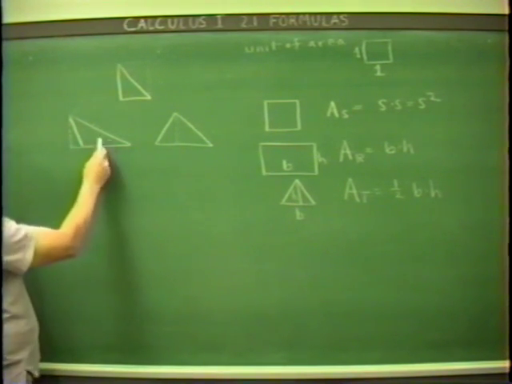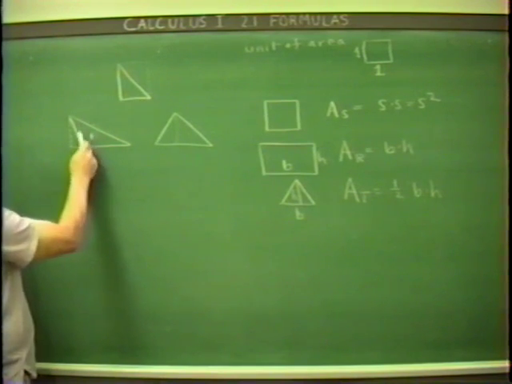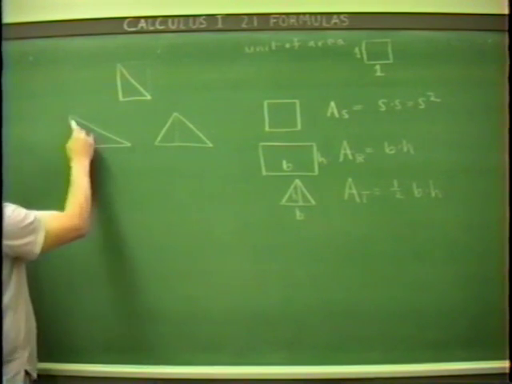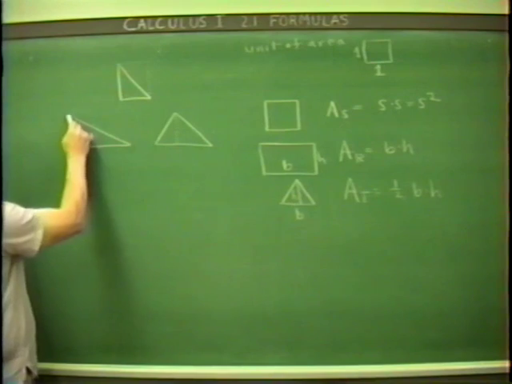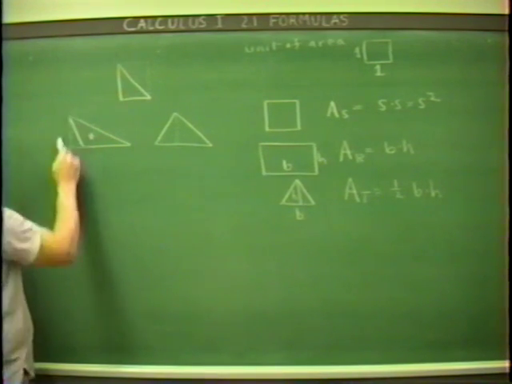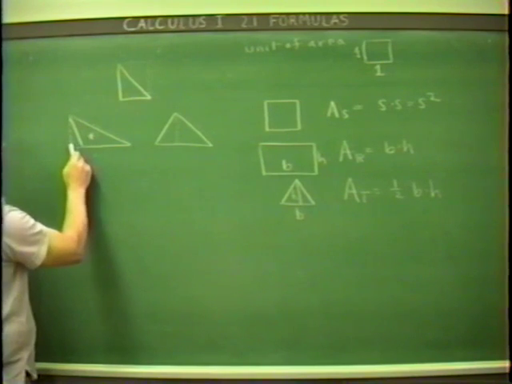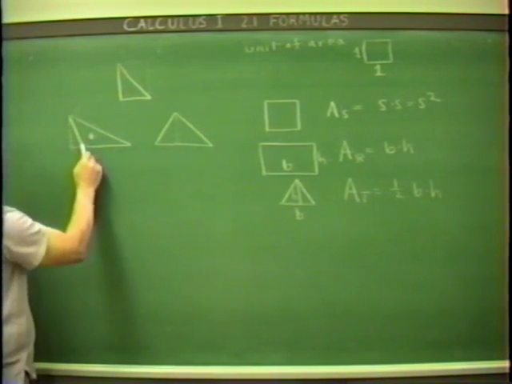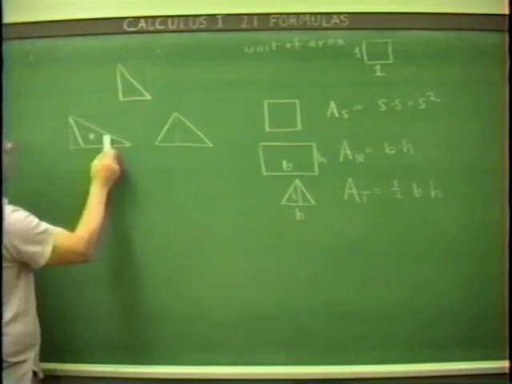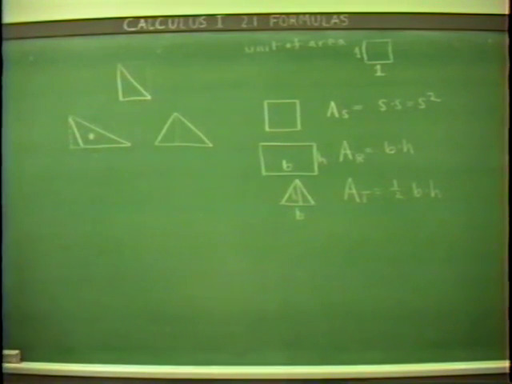The only other possibility is that the altitude lies outside of the triangle, like so. And in that case, the area of this triangle is the area of the large right triangle minus the area of the smaller right triangle. This is 1/2 its altitude times its base, and this is 1/2 its altitude times its base, so this is going to be 1/2 the altitude times the base by very simple algebra.